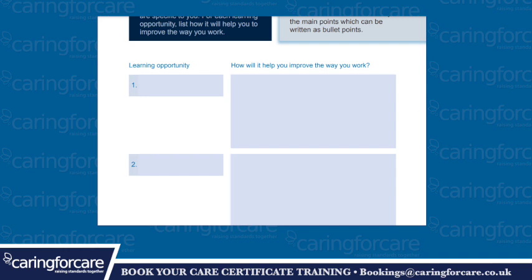So in the blue box, you could maybe write a title, a heading, and then you could include some more information about that learning opportunity underneath in the white section, and then leading on to answer the question of how it will help to improve the way you work.